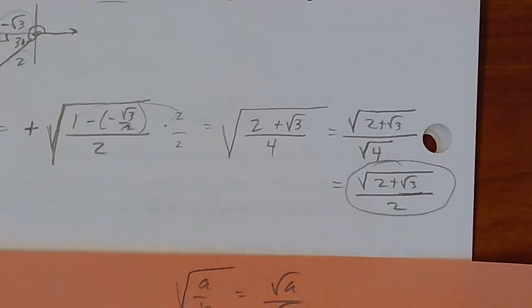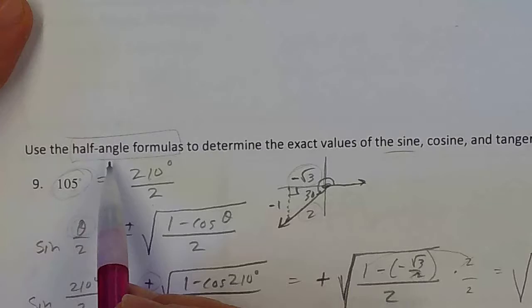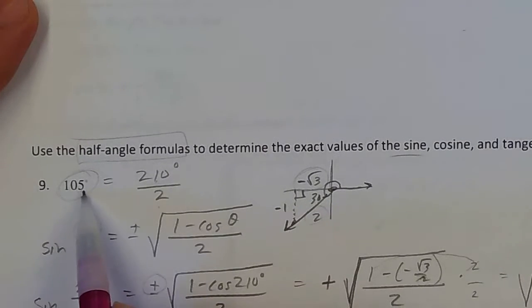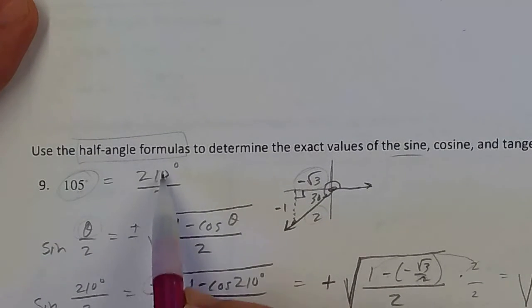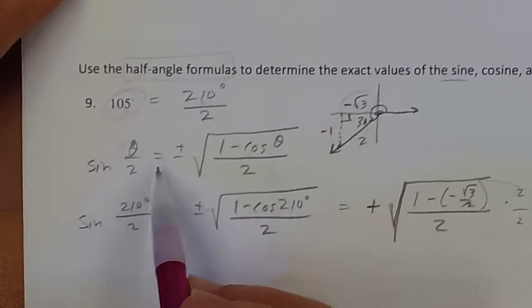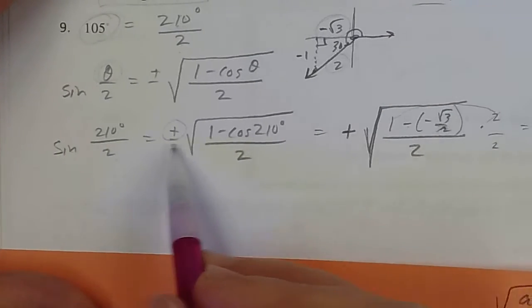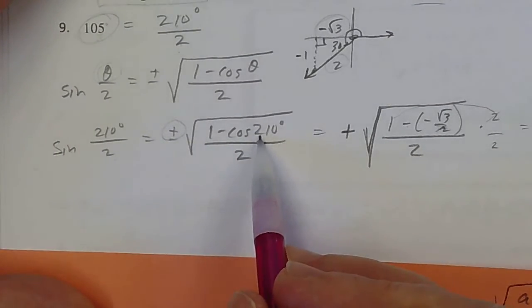Okay, so let me review the steps. We started with 105 degrees. They said to use a half angle formula. So we want to write that as theta over 2, a half of an angle. And so we doubled it and made sure it still equals 105. It does. And now we could apply this. Sine of 210 over 2, 1 minus cosine of 210 in here.